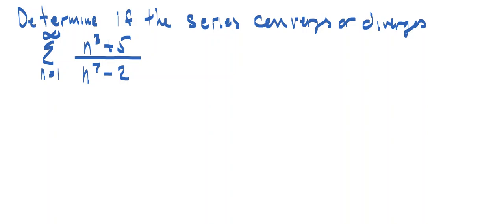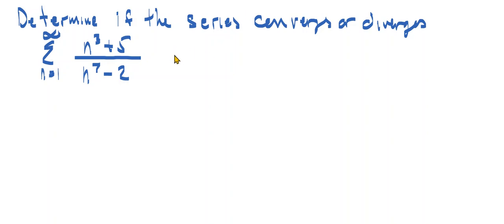In this video, I'm going to be doing an example of using the comparison tests, that is the direct comparison test and the limit comparison test, to determine if a series converges or diverges. So let's start with this series. Determine if the series converges or diverges. The sum from n equals 1 to infinity of n cubed plus 5 over n to the 7th minus 2.